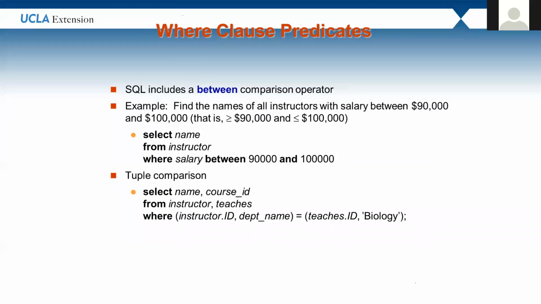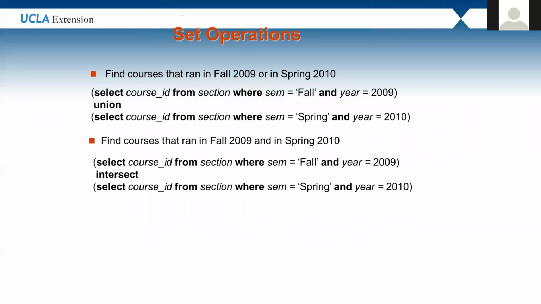Okay. Now, there are also various other commands you can use within select from where. Let's say you want to select the name of the person who's an instructor whose salary is between 90,000 and 100,000. So you would just select name, which is the column you want, from the table instructor where the salary is between 90,000 and 100,000.